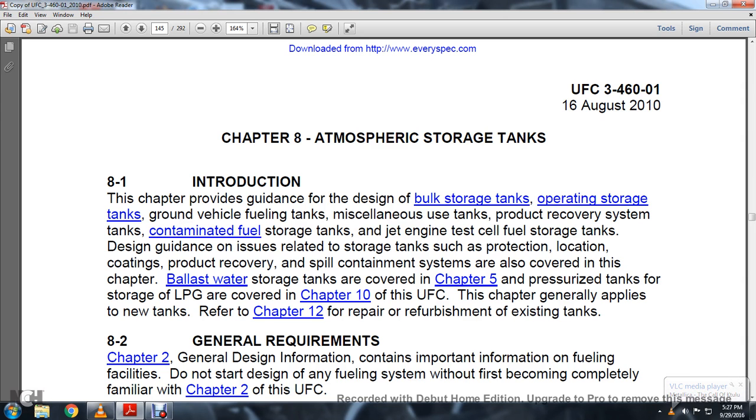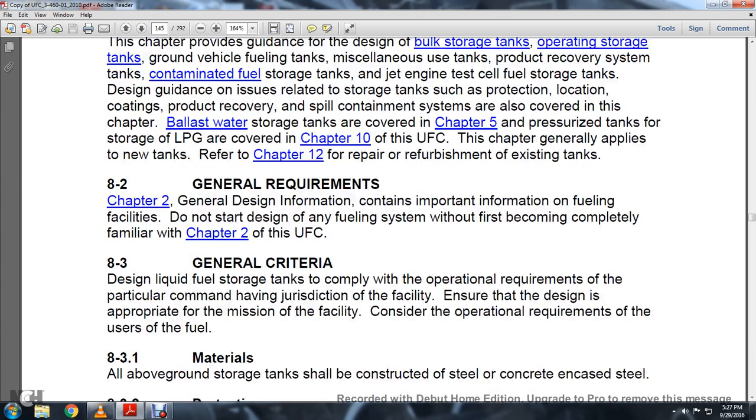This chapter generally applies to new tanks. Refer to Chapter 12 for the repair and refurbishing of existing tanks. 8.2 General Requirements. General design information contains important information on the fueling facility. Do not start designing any fueling system without first becoming completely familiar with Chapter 2 of the UFC.